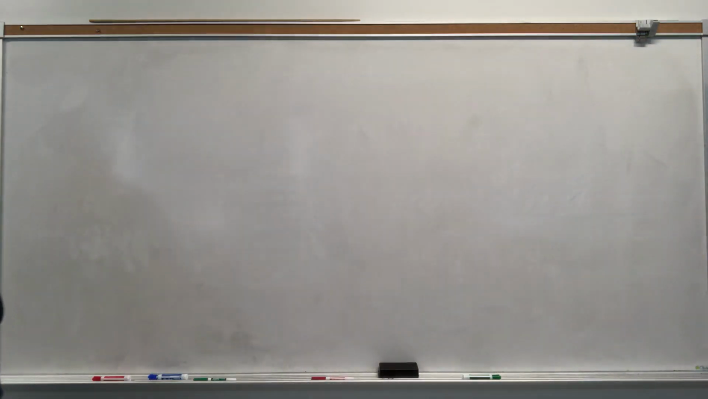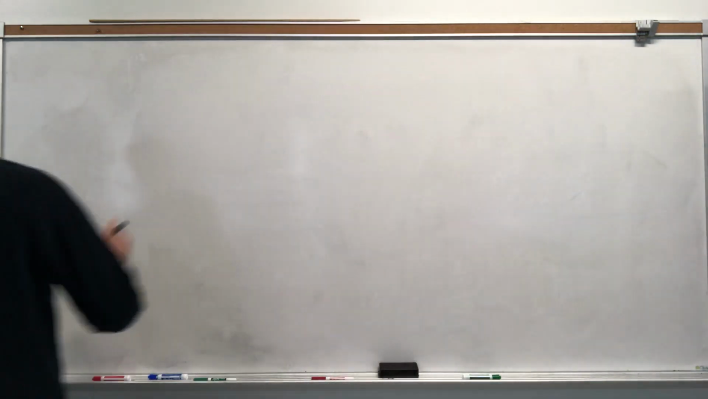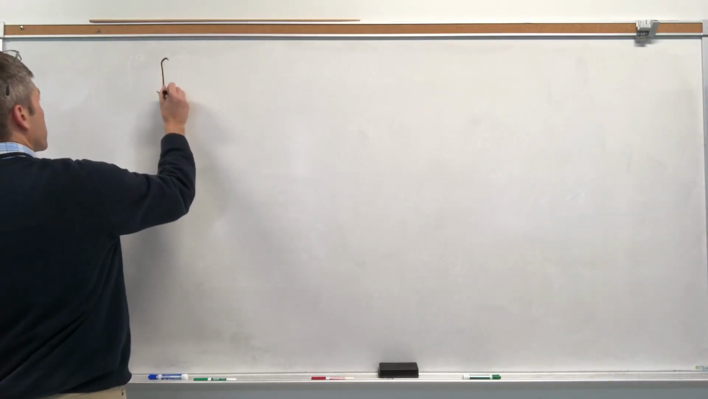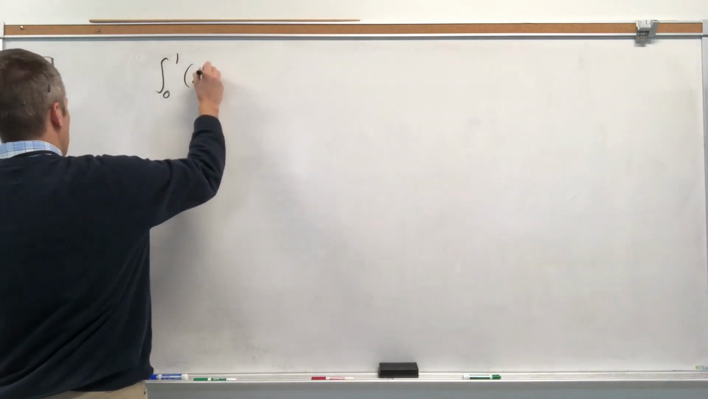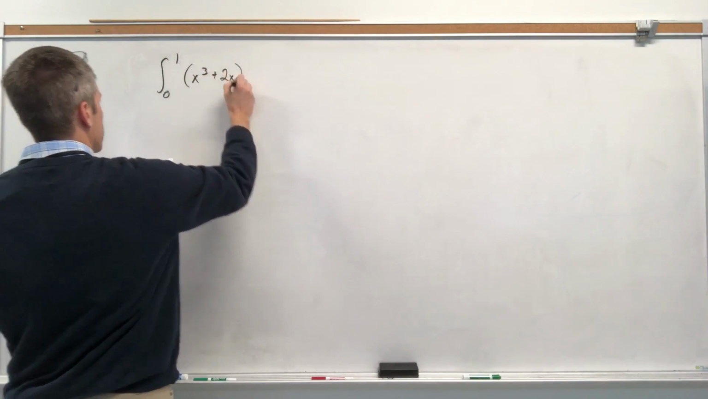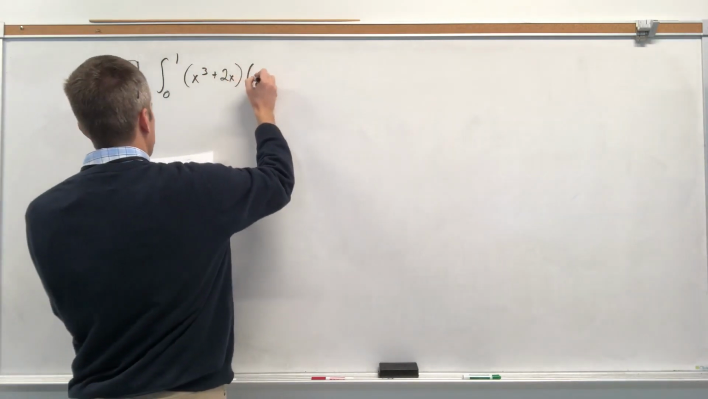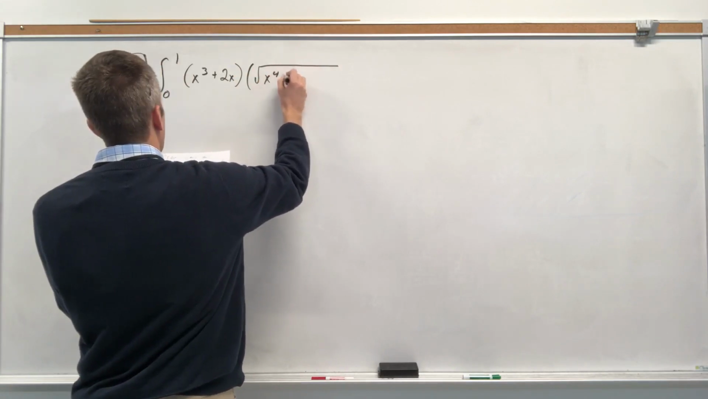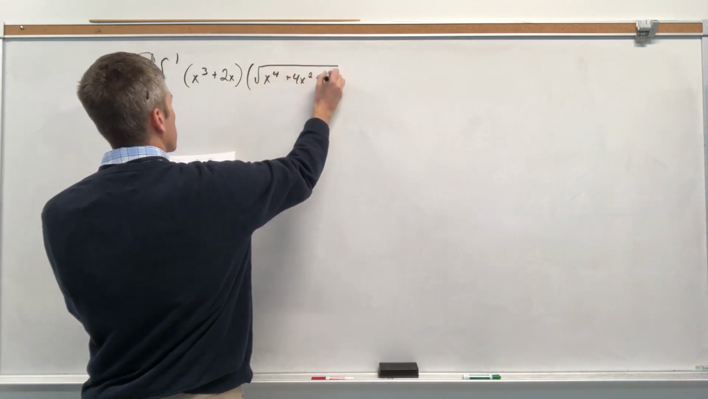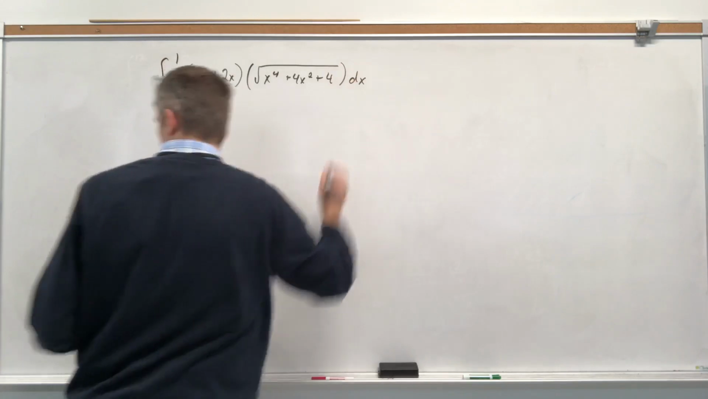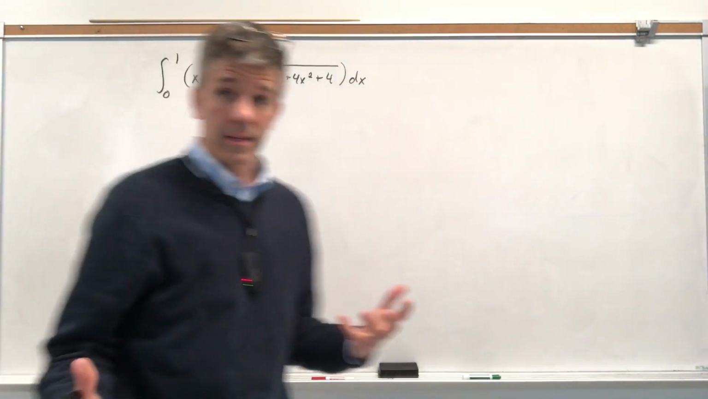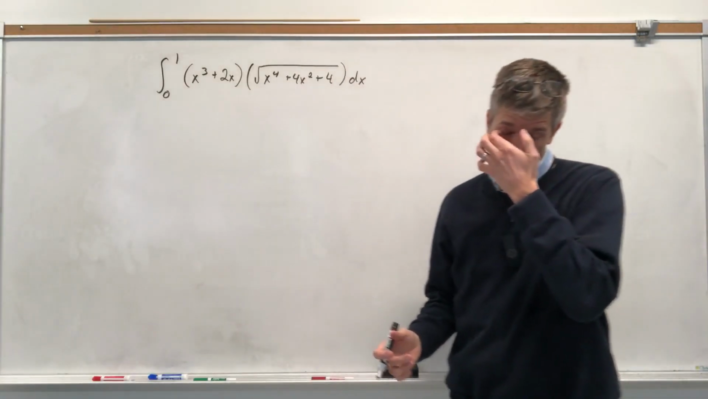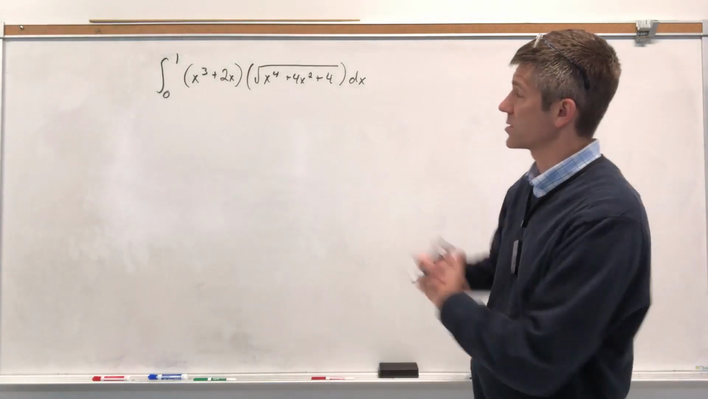Okay, next one looks a little ridiculous. It's a lot of fun. So here we go. We're going to go from 0 to 1 of x cubed plus 2x, and then times the square root of x to the 4th plus 4x squared plus 4, and then dx. Okay, again, complicatedness staring us in the face. My right eye itches, and let's get started.